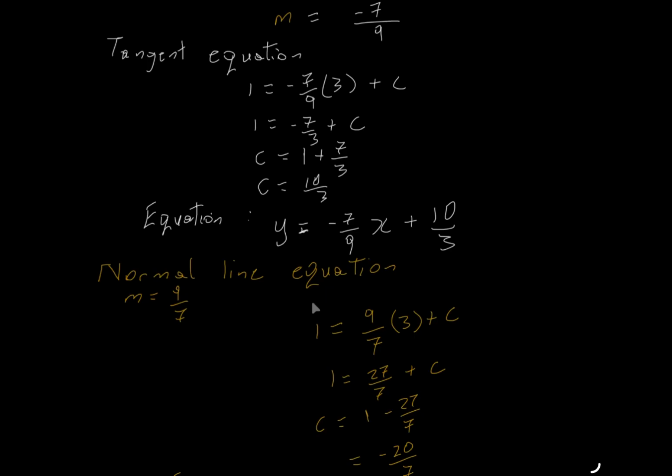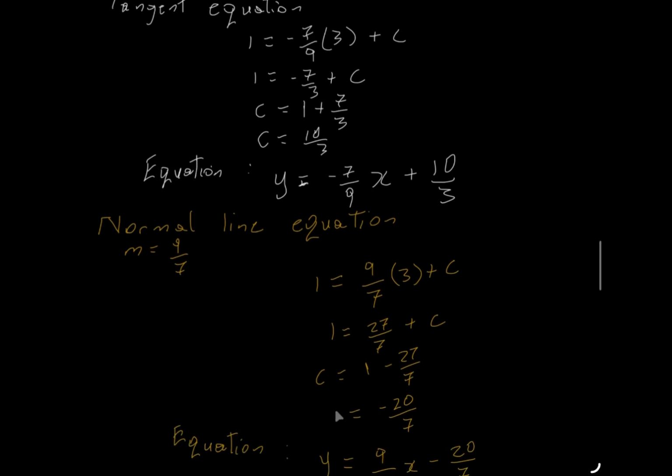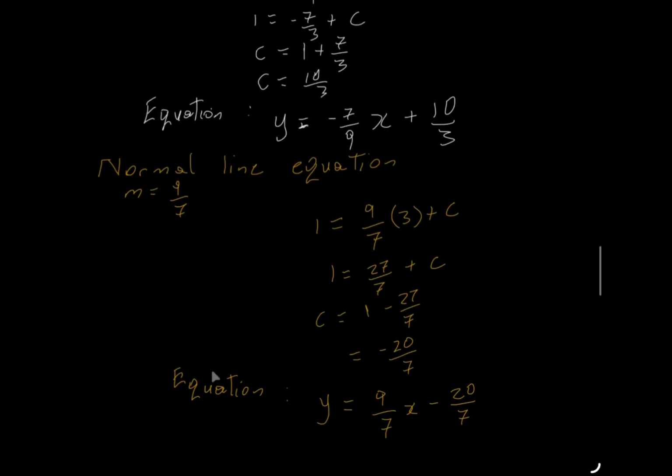So then plug that into the y is equal to mx plus c equation. 1 is equal to 9 over 7 times 3 plus c. So then 1 is equal to 27 over 7 plus c. Subtracting 27 over 7 from both sides, I have c is equal to 1 minus 27 over 7. So c will be equal to negative 20 over 7. So the equation for your normal line is y is equal to 9 over 7 x minus 20 over 7.